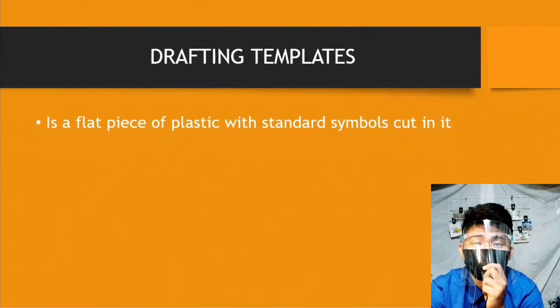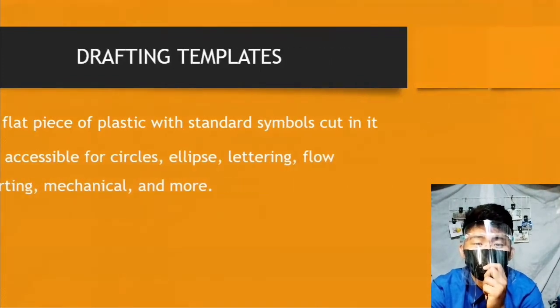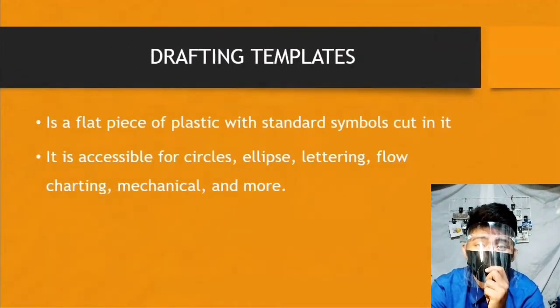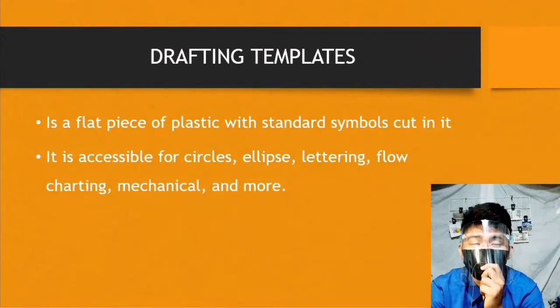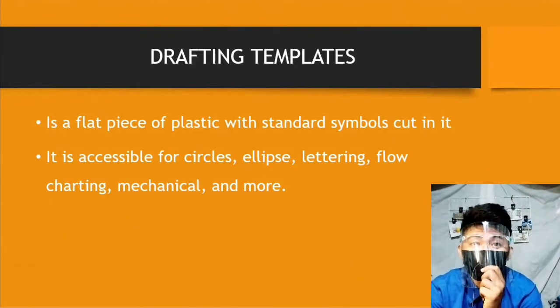Drafting templates are used when standard symbols are to be drawn consistently. A drafting template is a flat piece of plastic with standard symbols cut into it. The drafting template shapes are used as aids for drawing symbols on plans. It helps the student draw their drawings more precisely and easily. Drafting templates are likewise available for circles, ellipses, lettering, flow charting, mechanical drawing, and considerably more.